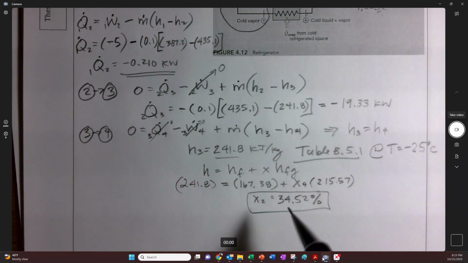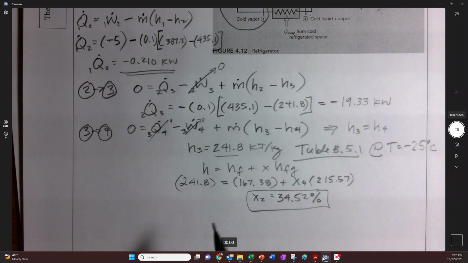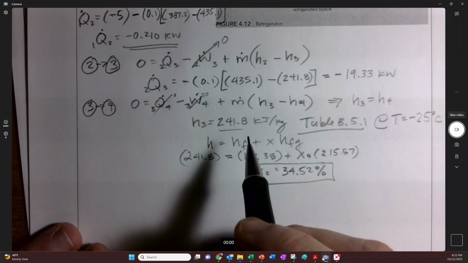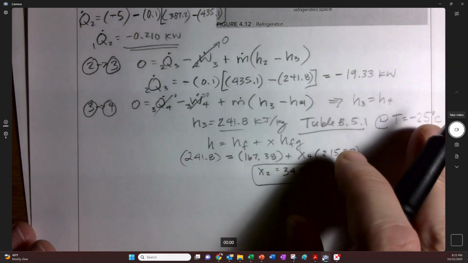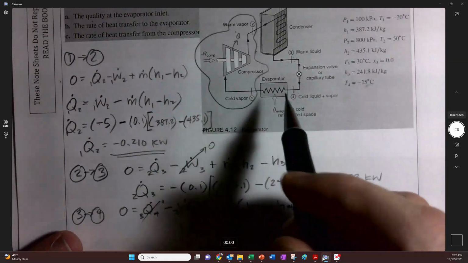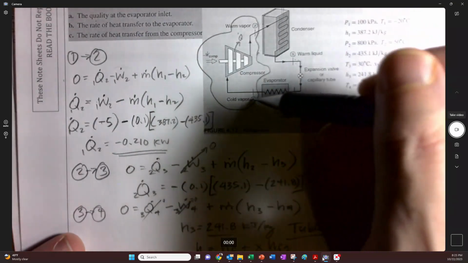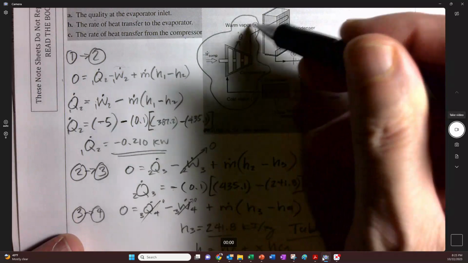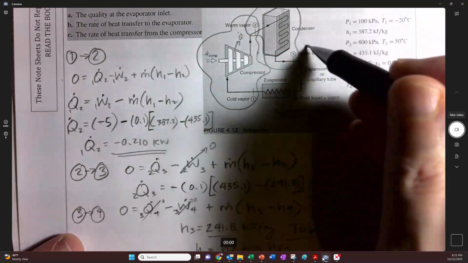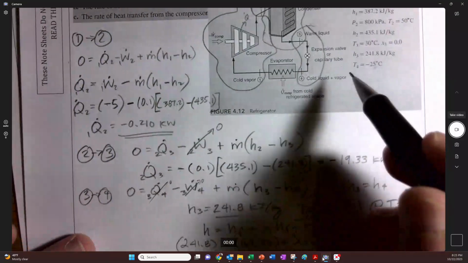We could find other things with this, of course. We could find the specific volume and that type of thing. But lastly, I think they want to know the rate of heat transfer to the evaporator. So right across here, I didn't circle these before. We did this one to this one. That was for the compressor. We did this one to this one. That was for the condenser. We just did this one to this one. That was across the thermostatic expansion valve.